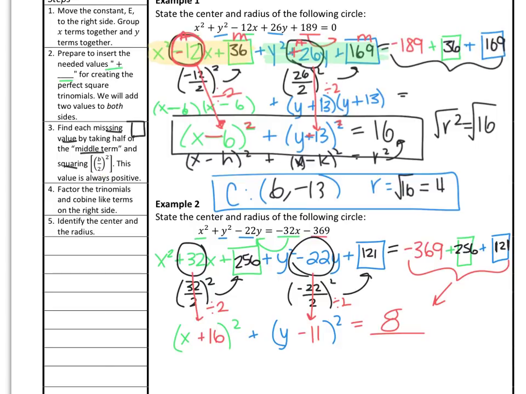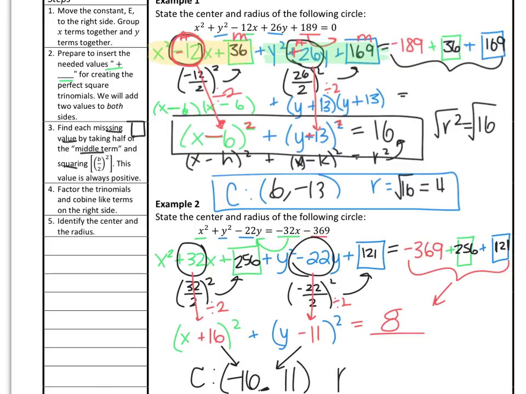Then it says state the center and the radius of this circle. Well, we're ready to do it. It means take the negated version of your number, right? Negate the sign. That's a comma right here.